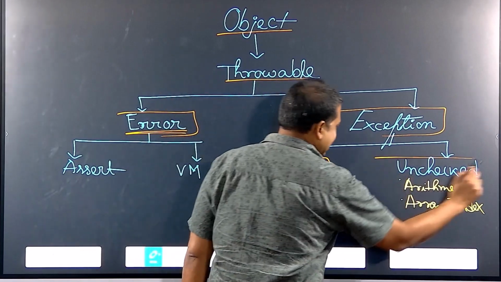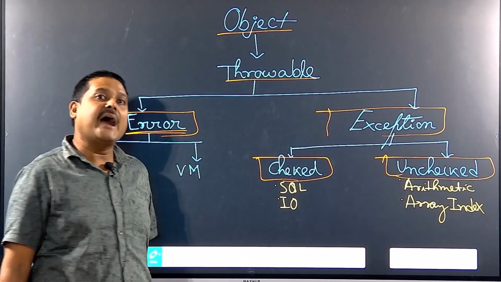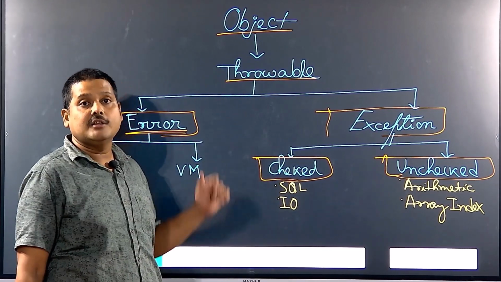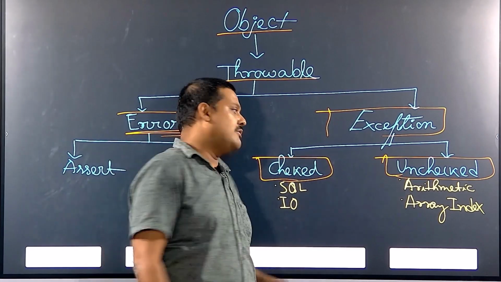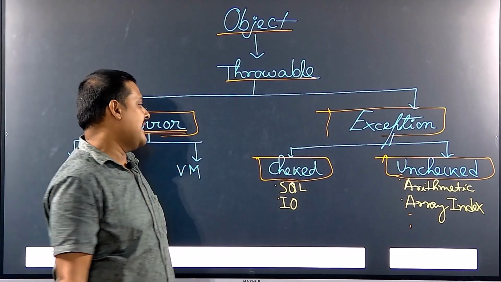Exceptions are of two types: one is checked, another is unchecked. Checked exceptions are like IOException and SQLException. Unchecked exceptions are like ArithmeticException, ArrayIndexOutOfBoundsException, and there are many more. What are checked and unchecked exceptions?